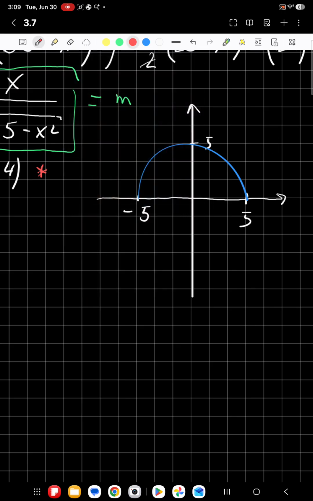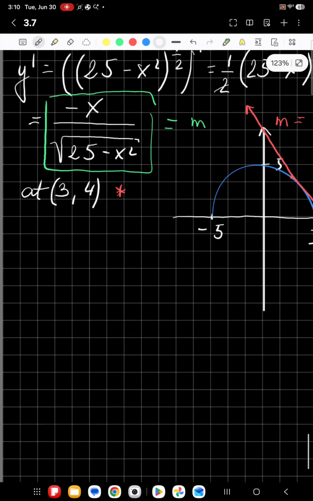Okay, so (3, 4). All right, so we're looking for a slope of a tangent line, or a line tangent to that circle at (3, 4). Okay, so something like this. All right, so that's what we're trying to figure out. So that needs to be a negative number, right? You guys see that negative slope. All right, so let's see what we actually get.